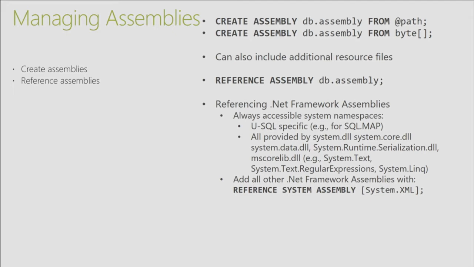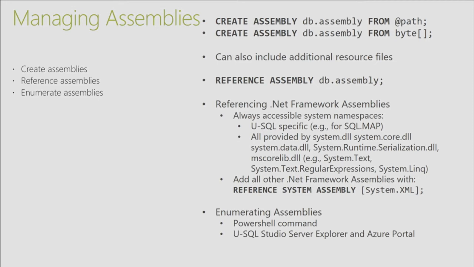So in this case, if you need System.Xml, which is one of the assemblies that we don't deploy automatically, you just say reference system assembly and give us a quoted identifier of the name of the assembly. You can enumerate assemblies with PowerShell commands, U-SQL Server Studio, even catalog views nowadays. And you can drop the assemblies using drop assembly.